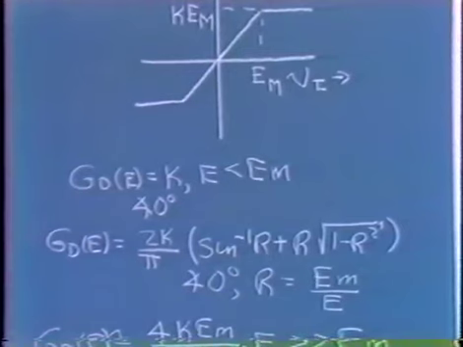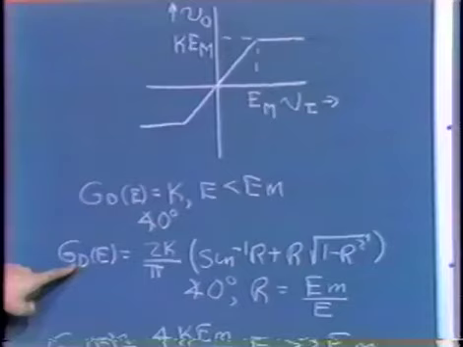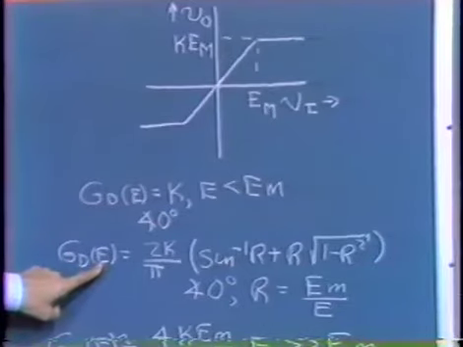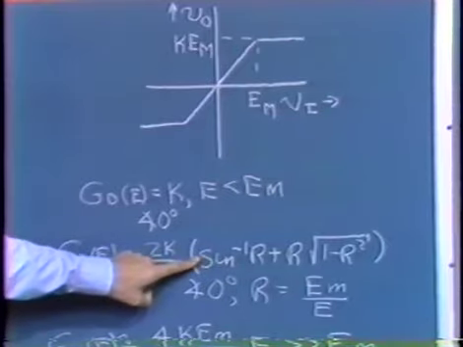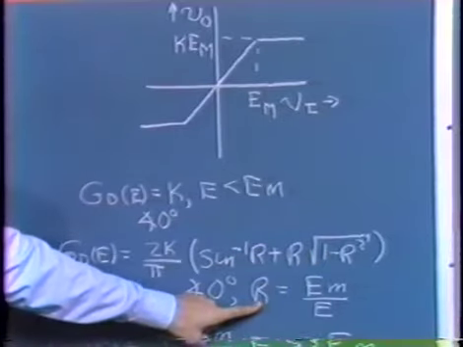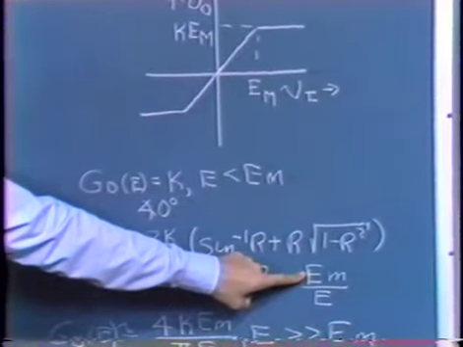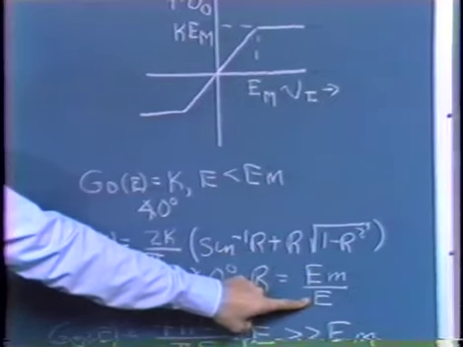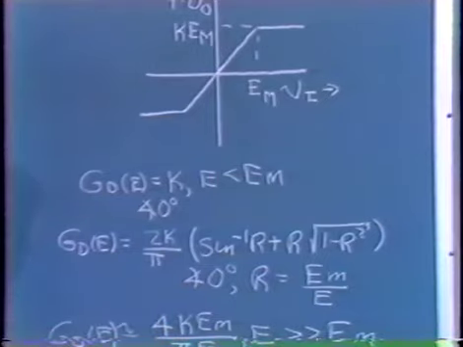I go through the derivation of that describing function in the book, and if we go through that, we find that the describing function as a function of amplitude is simply 2 times k over pi times the arc sine of r plus r times the square root of 1 minus r squared, where we've defined r as the ratio E sub m, the saturating magnitude on the input axis, divided by the amplitude of our test signal. Once again, the fundamental component of the output is in phase with the test signal, so the angle associated with our describing function is 0.